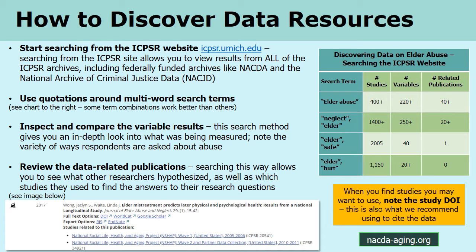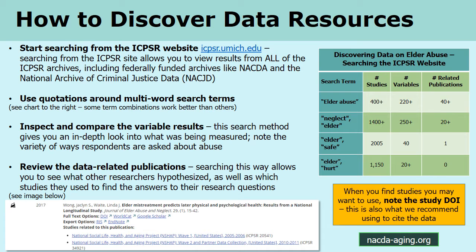Some search combinations will work better than others. You can see that there are over 400 studies that result from a search on our site for elder abuse. For neglect, comma, elder, there are more than 1,400 study results. With this in mind, and thinking that this is a lot of information to go through, I encourage you to inspect and compare the variable results. This search method gives you an in-depth look into what was being measured, and you can note the variety of ways respondents are asked about abuse at the variable level.